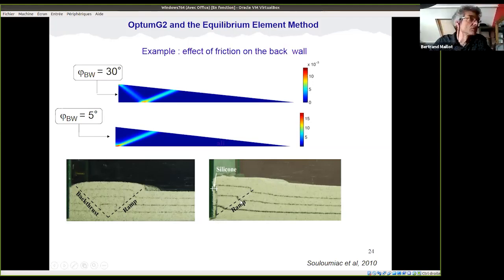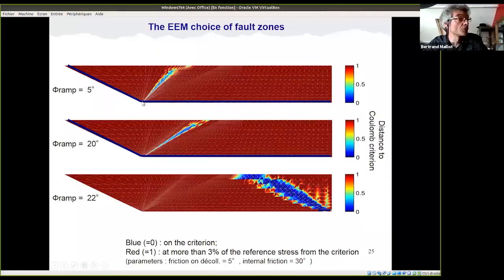So it's pleasant. Another example is the push of a layer on a low friction base and forced to climb up a ramp. If the ramp is weak, 5 degree friction, we obtain this with a hinge, as I showed before, that's spontaneously occurring through the Optum calculation. By the way, the color code is the distance to the Coulomb criterion. So at zero, you have plastic failure. And for all other colors, you are away from the failure.